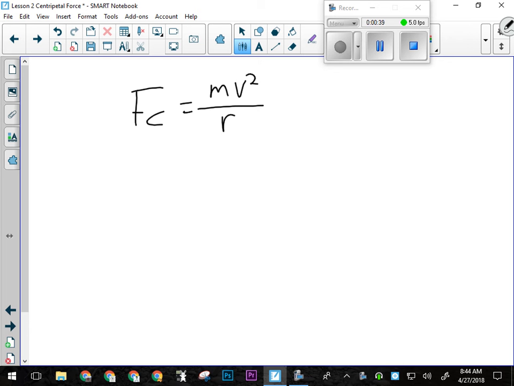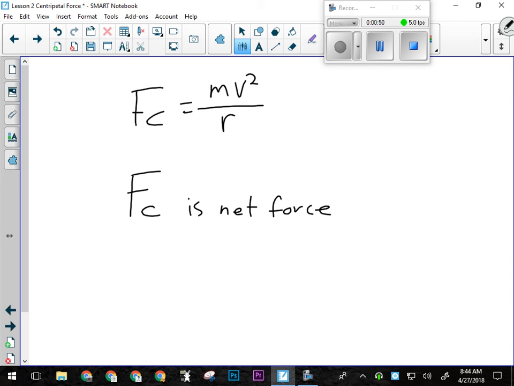For the most part, our problem solving is going to involve the fact that FC is really the net force. The net force to keep something moving in a circle has to be directed towards the center, which means it's kind of the sum of all forces. Most of the time, it's just one force. So our challenge is to figure out what is FC equal to. What force is providing the centripetal force?